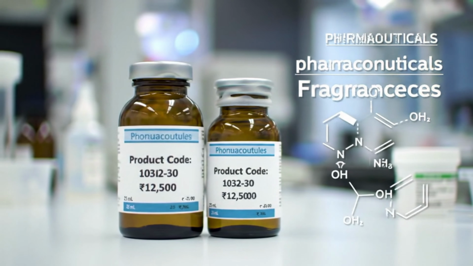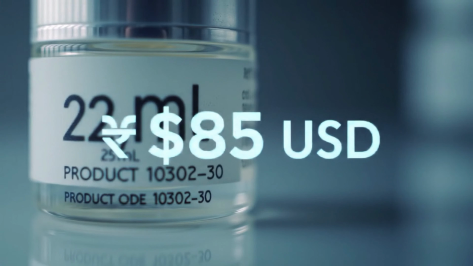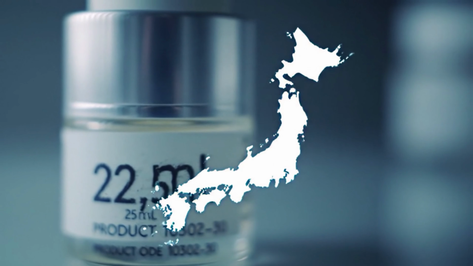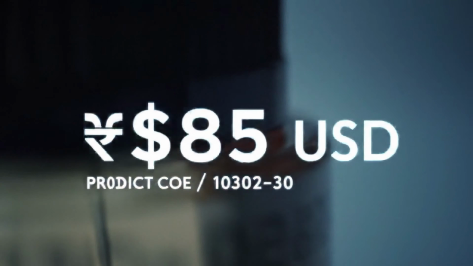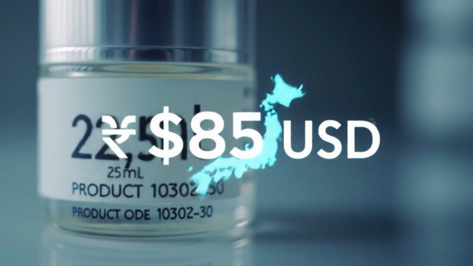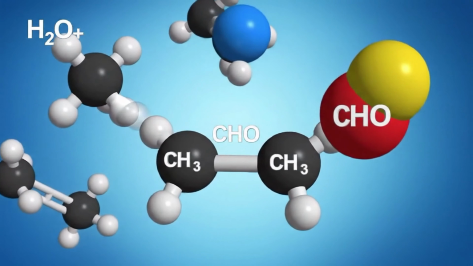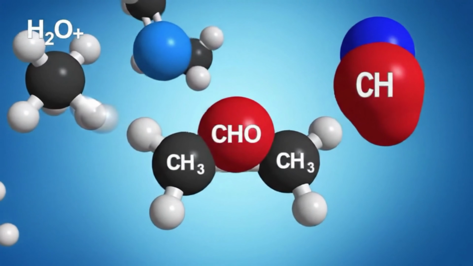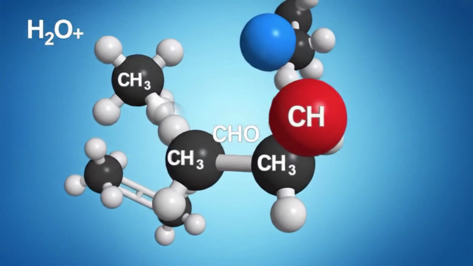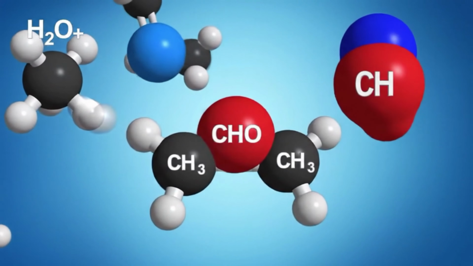Let's talk about money. A 25 milliliter bottle costs $100. That's not pocket change, but for a high-purity compound like this, it's worth it for labs. The product code is 10302-30, and the supplier's name suggests a Japanese company. Chemistry's a global game, and this bottle proves it. For researchers, it's a small price for big results.